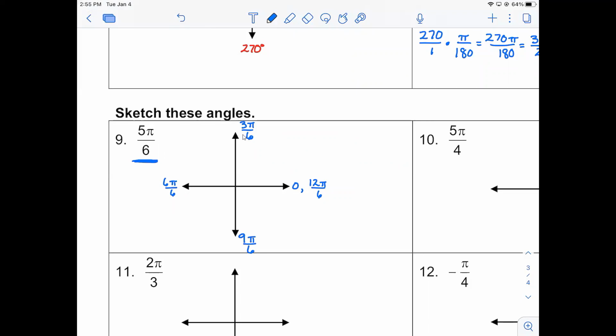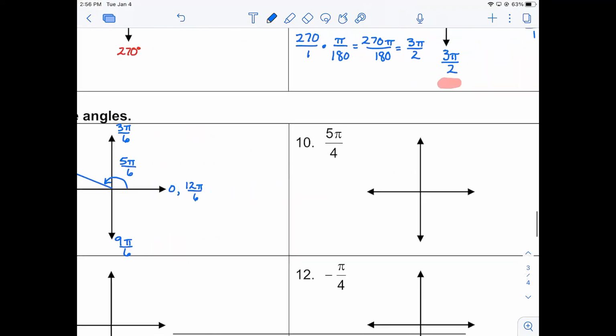Okay, so now if I'm going to graph 5 pi over 6, I know it's going to be somewhere in between this 3 and this 6. Well, 5 is closer to 6, so the 5 pi over 6 is going to be somewhere over in here. Okay, so it starts at my initial side and it goes over to where it runs into my terminal side, and that is 5 pi over 6. Okay, I know this sounds like a lot. It will get much easier the more that we practice it.